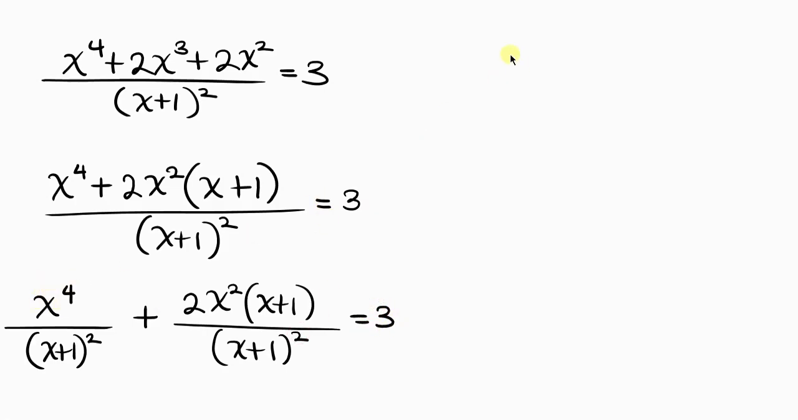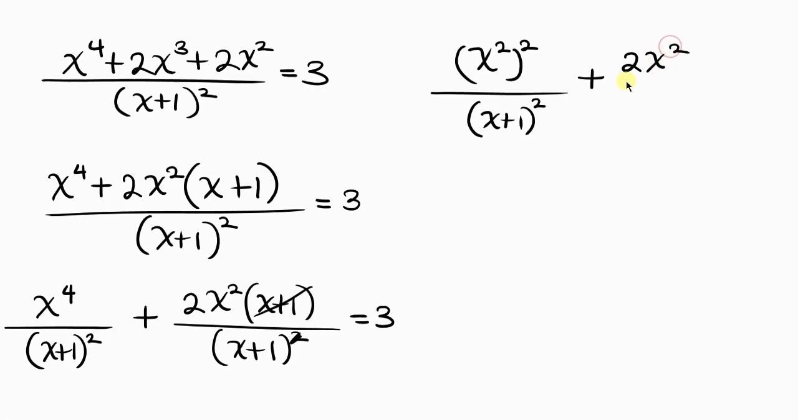Well, this expression from indices can be written as x squared raised to the power of 2, because from indices 2 times 2 gives back 4, all over the denominator x plus 1 all squared, plus, now notice that x plus 1 can cancel out one of the x plus 1 from here, leaving behind just x plus 1 as the denominator, so that we have 2x squared all over x plus 1. And this is equal to 3.